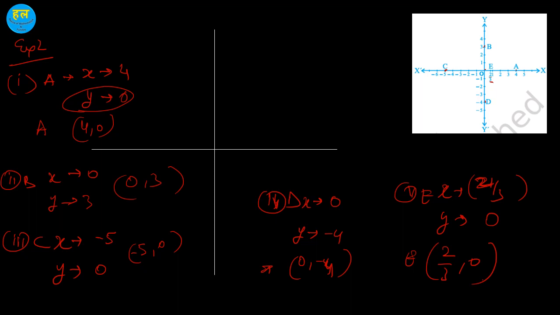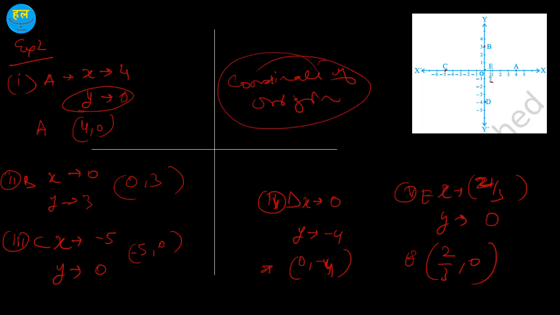Now we have to find out the coordinate of the origin. The coordinate of the origin is, on the x-axis it is 0 and on the y-axis it is 0. Therefore the coordinate of the origin will be 0, 0. Okay.